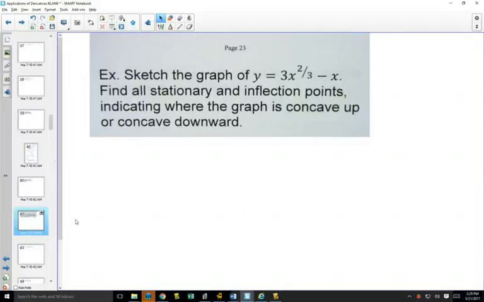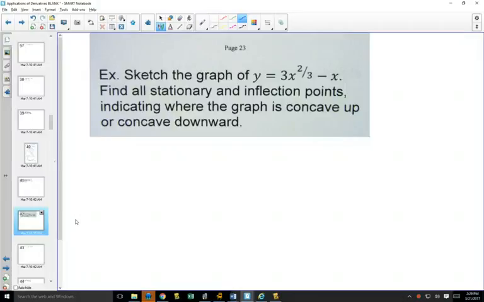So we're wanting to graph x^(2/3) minus, well, 3 times x^(2/3) minus x. We're going to find all stationary points, all inflection points, and indicate where the graph is concave up and concave down. So very similar to what we've done before. Also in this one, we could attempt to find our x-intercepts as well. But let's start with just finding our stationary points.